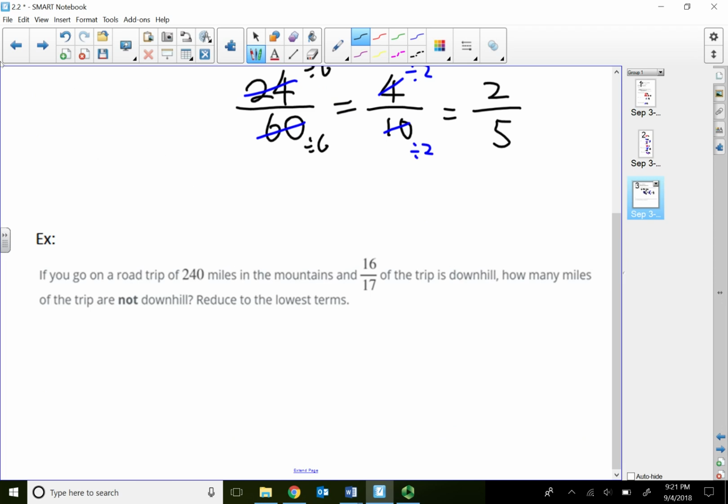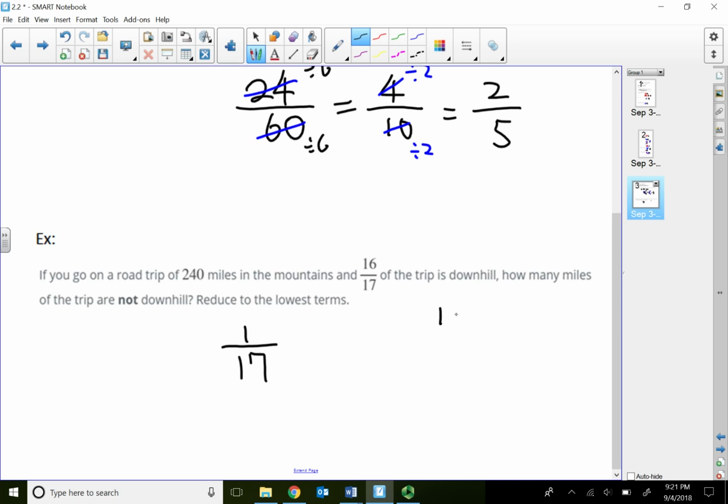All right, let's take a look at this problem. If you go on a road trip of 240 miles in the mountain, 16 out of 17 of the trip is downhill. How many of the trip are not downhill? So if 16 out of 17 are going down the hill, that means 1 out of 17 of the trip is actually not downhill. Now, where do I get a 1 from?